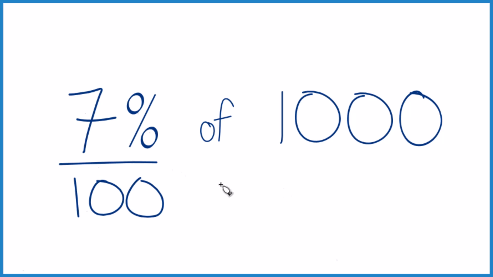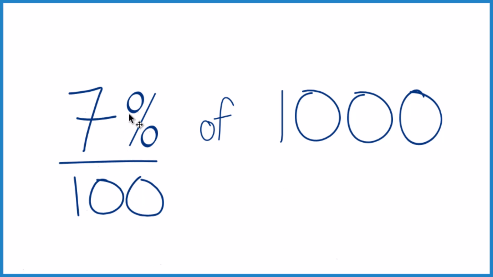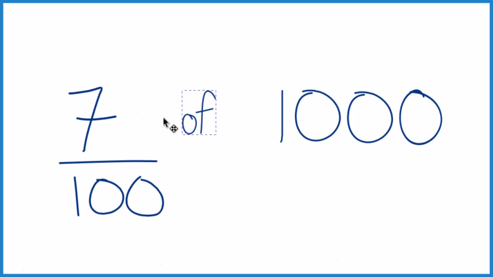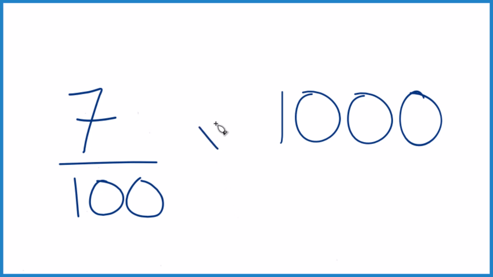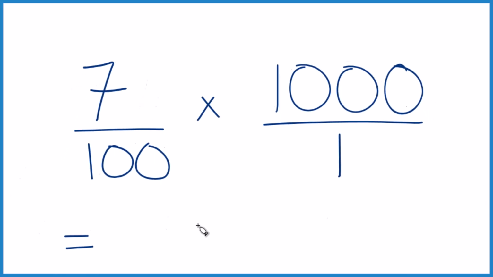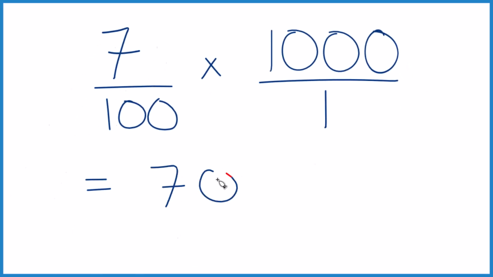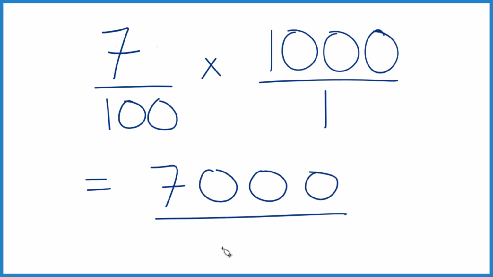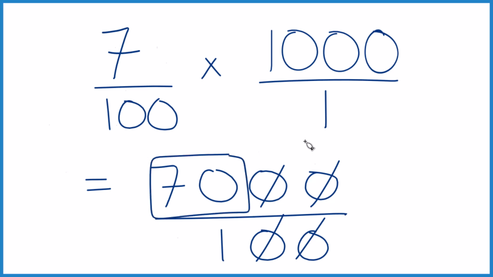Another way to do it is we have 7% of 100. So that's 7 per 100 instead of multiplication, and we'll call it 1,000 over 1. Still 1,000, but everything lines up now. 7 times 1,000, that's 7,000. And then 100 times 1, that gives us 100. So we divide 7,000 by 100, we get 70, just like we got before.